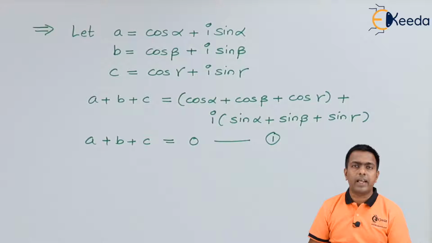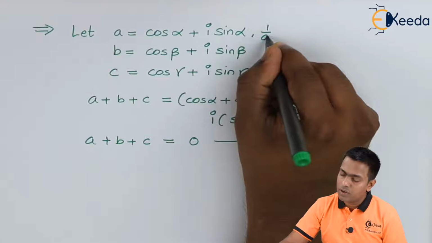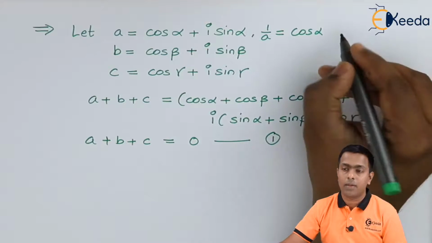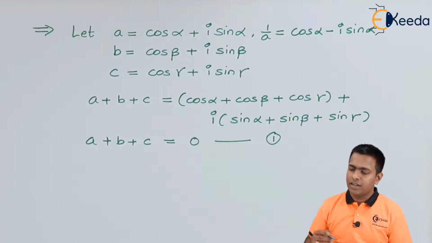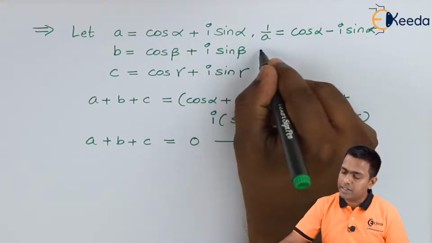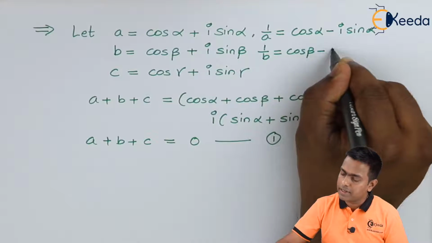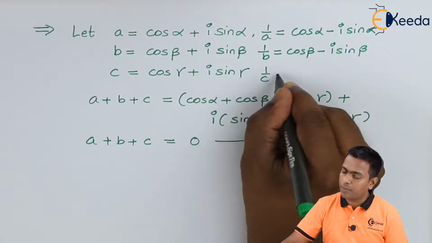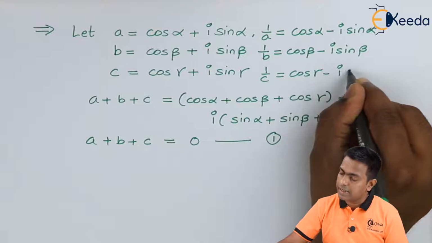Now guys, we'll take the reciprocal of these 3 complex numbers. So if I want to find 1 upon A, I'll find it here. 1 upon A, we all know, is cos alpha minus i sin alpha. Next, the reciprocal of B, 1 upon B, is cos beta minus i sin beta. And similarly, the value of 1 upon C is cos gamma minus i sin gamma.